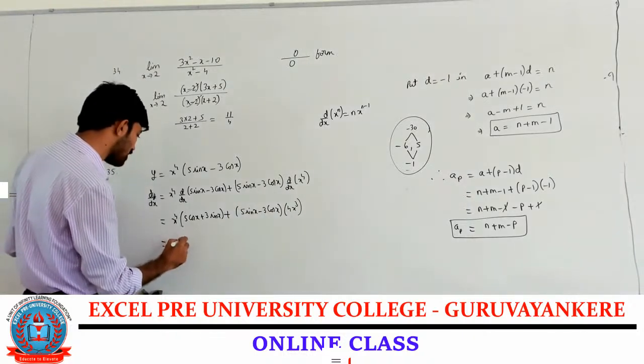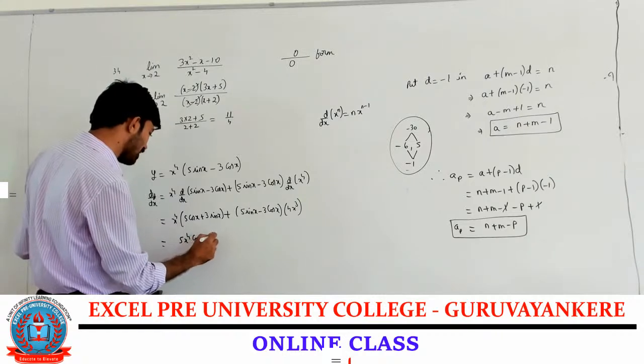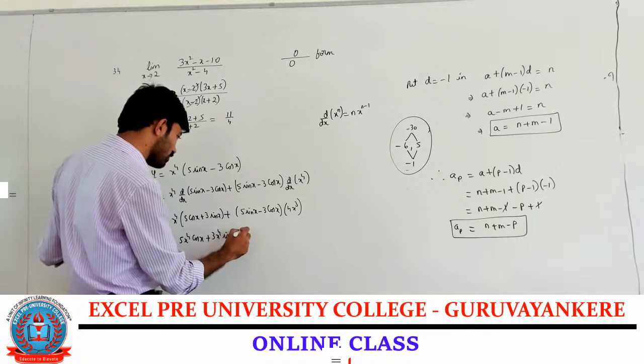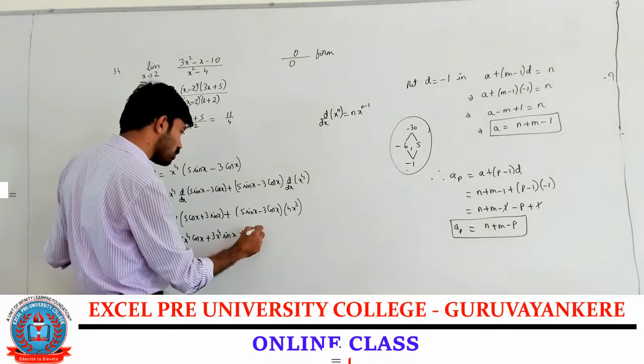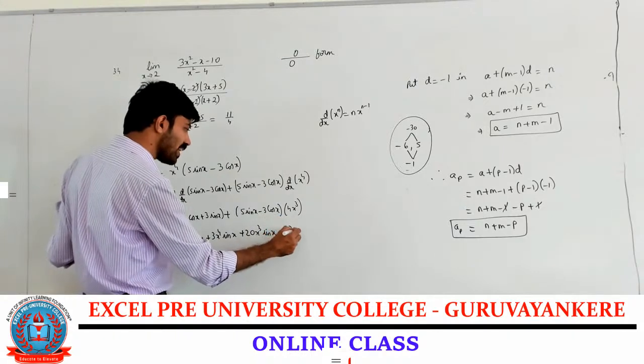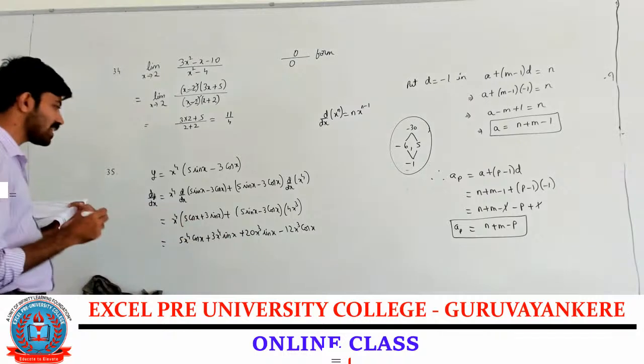Multiply the terms inside: 5x power 4 cos x plus 3x power 4 sin x. Then 5 into 4 is 20x cubed sin x, and 3 into 4 is 12x cubed cos x. Multiply all the terms and keep it like this.